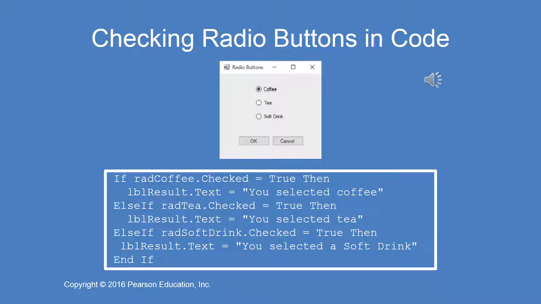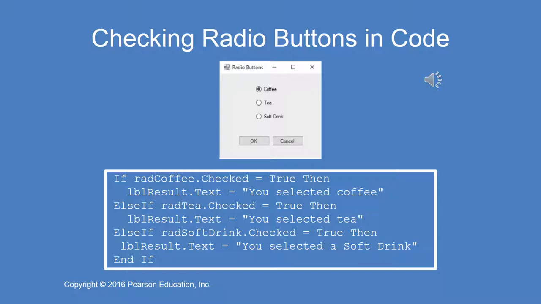Here we have a radio button, well, a series of radio buttons, and an if-else statement that is most likely the event handler for the OK button there. I'm assuming, but I don't know that definitively in this example. So if radCoffee.Checked equals true, then we display lblResult.Text as "You selected coffee."